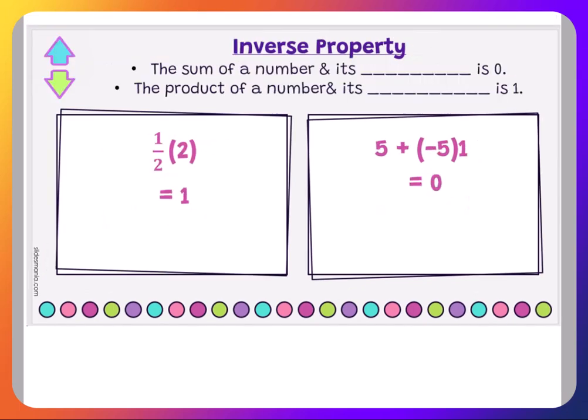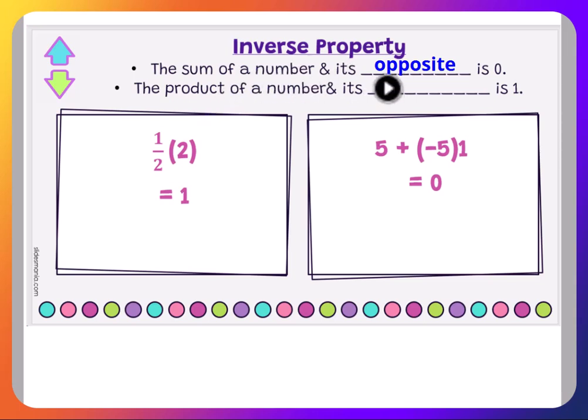Then we have the inverse property. And believe it or not, you've learned this property this year in 6th grade. We just didn't call it the inverse property. But the inverse property says that the sum of a number and its opposite is 0. We learned that when we talked about integers. Remember the zero pairs? A positive and a negative, 0 out. Okay, so the sum of a number and its opposite is 0.